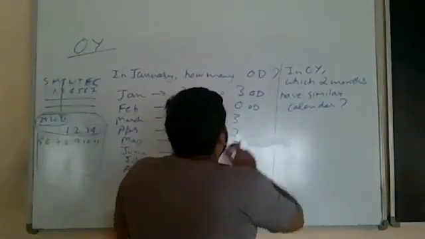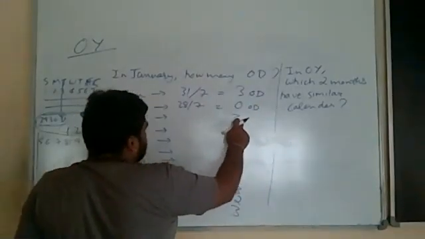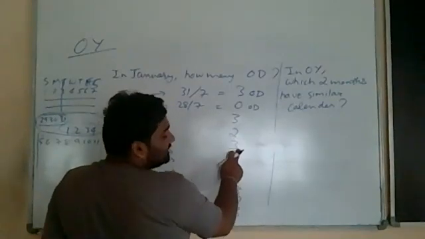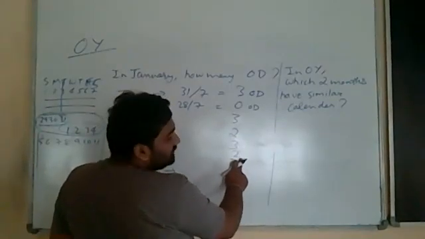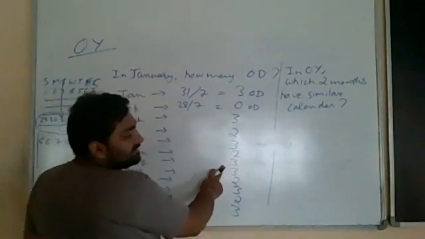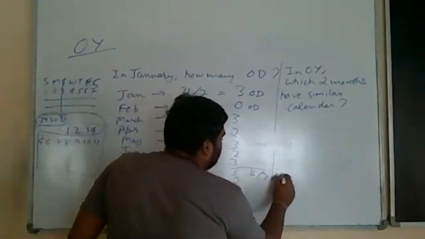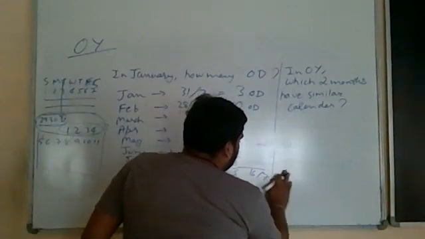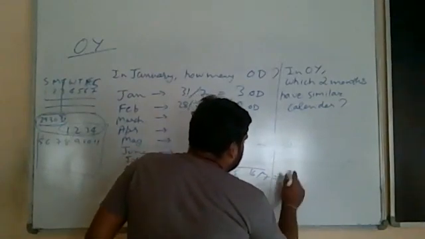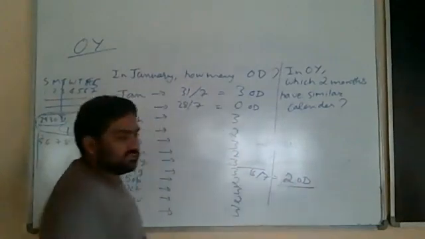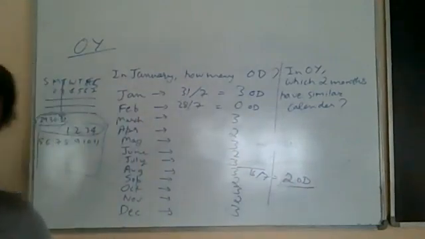Understood. Okay. So 3 plus 3 is 6, 6 plus 2 is 8, 8 plus 3 is 11, 11 plus 2 is 13, 13 plus 3 is 16. Here, 16 divided by 7, 14 is 2 weeks, so 2 is the remainder and 2 is the number of odd days. Yes or no? Correct? Yes, sir.